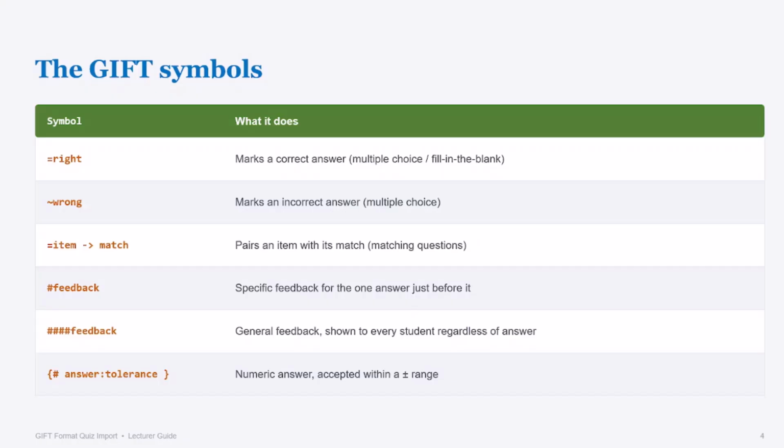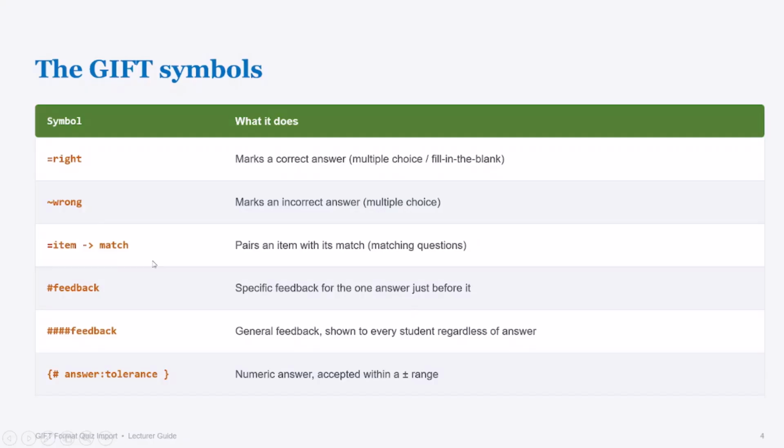Then, in matching questions, where we require students to match the correct answers to the available options, we usually use this format, where we have the equal sign, the item, and then the dash and the greater than sign, then the correct match. We're going to see this is usually used in the matching question type.